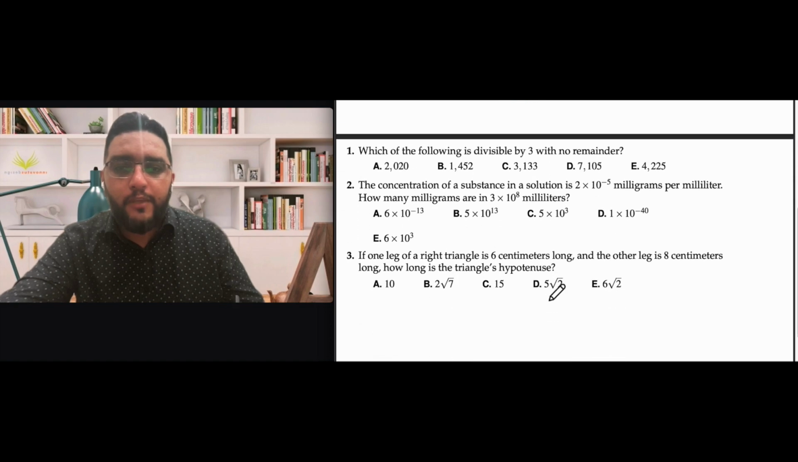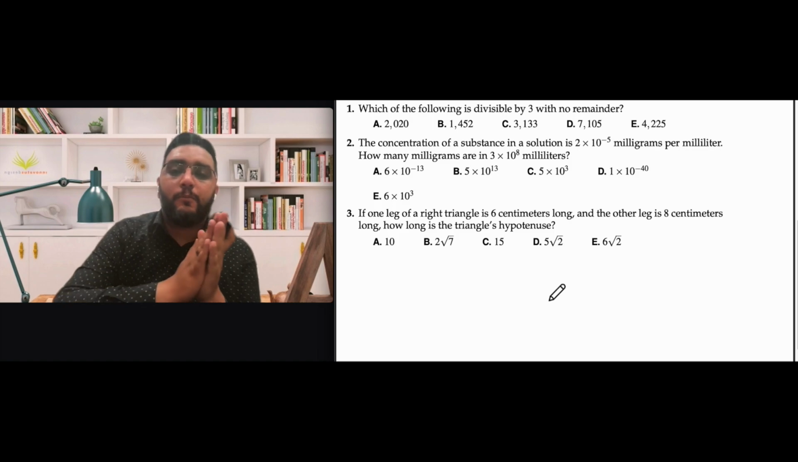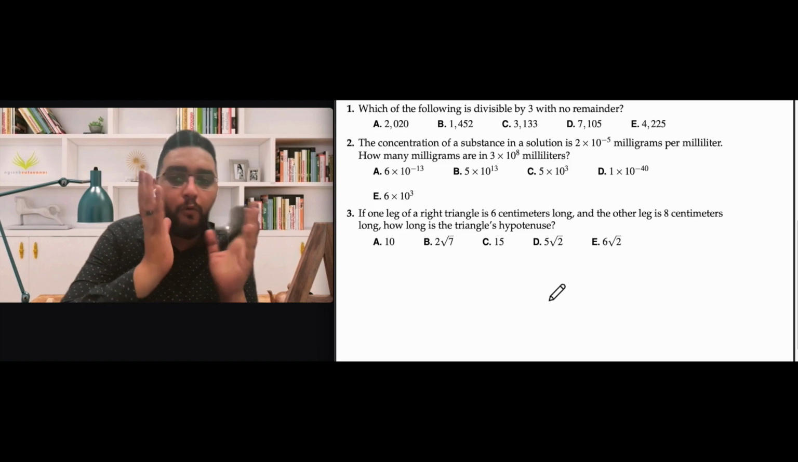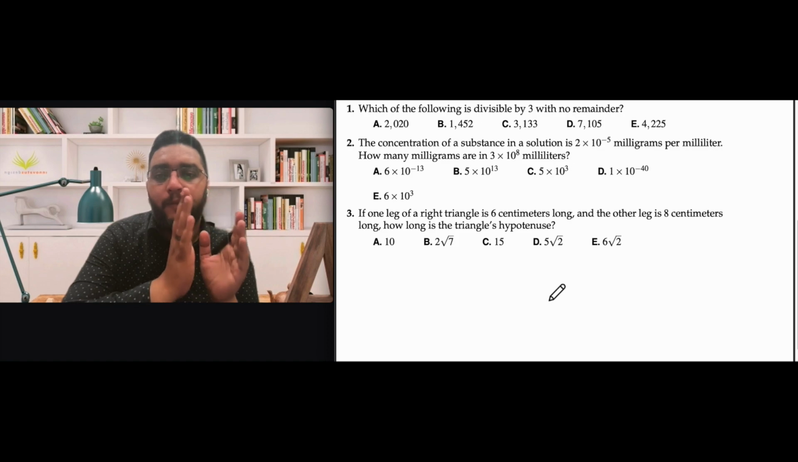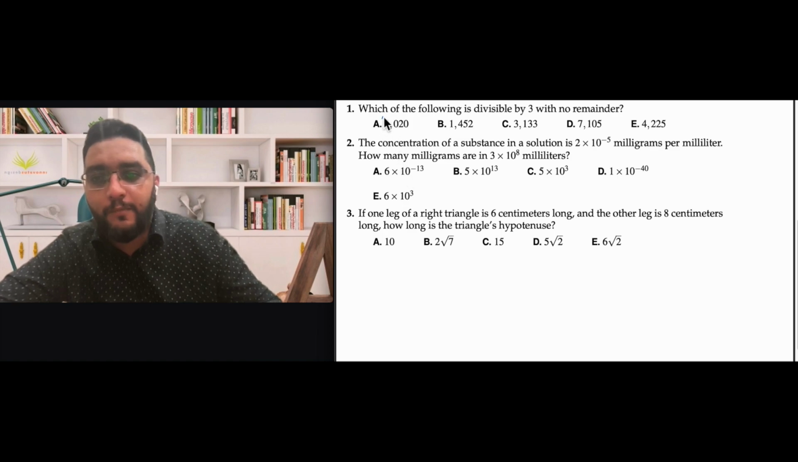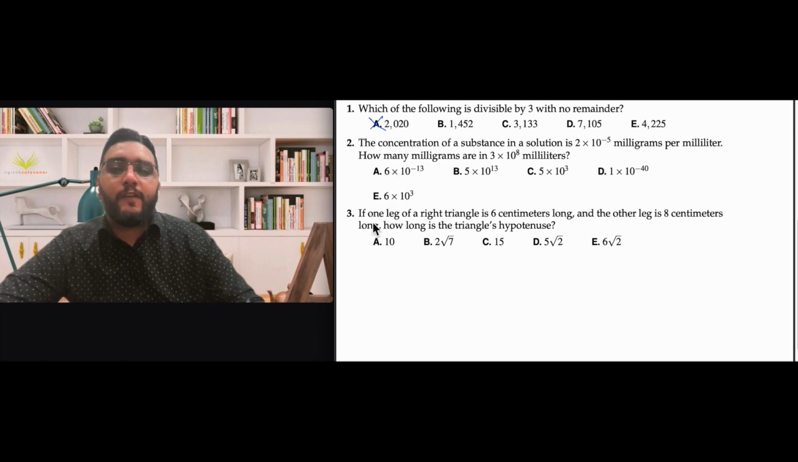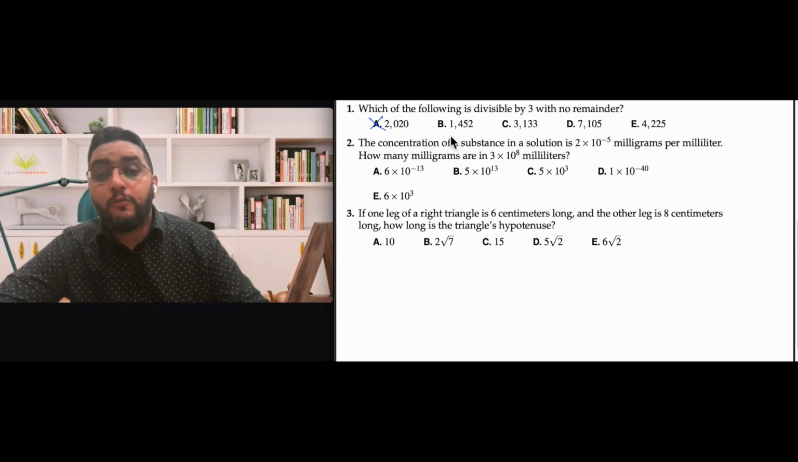Let's move to another type of questions. Which of the following is divisible by 3 with no remainder? You know that if a number is divisible by 3, it means that the sum of all digits of this number is also divisible by 3. For example, if we have 2020, choice A, you just add 2 plus 0 plus 2 plus 0, which equals 4. And you know that 4 is not divisible by 3, so this number also is not divisible by 3. And also, if we have B, 1452, 1 plus 4 plus 5 plus 2, the sum equals 12. 12 is divisible by 3, which equals 4, and the remainder is 0, so the answer is B.